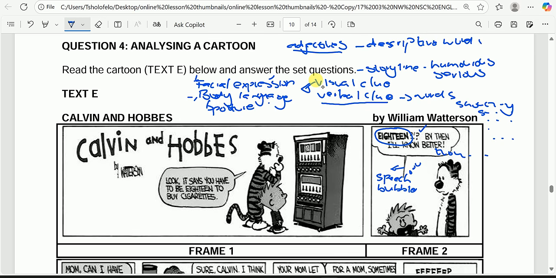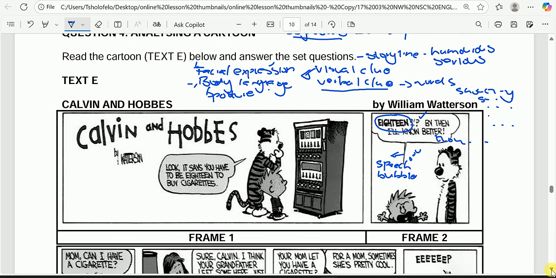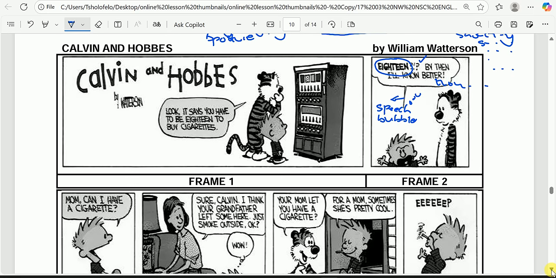So there's no way that you can answer and say facial expression or body language. Facial expression, body language refers to visual clues. Verbal clues refers to the words of the characters. Now let's read the storyline. We have established the characters and what we need to analyze. Remember, we analyze first before we can go to the questions.